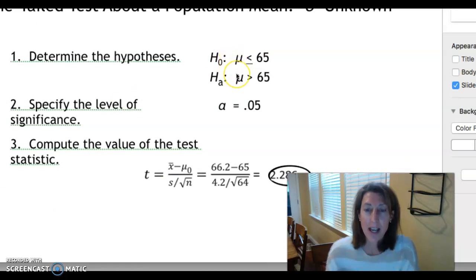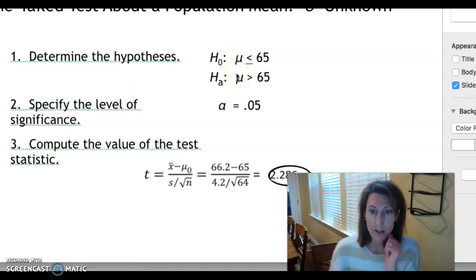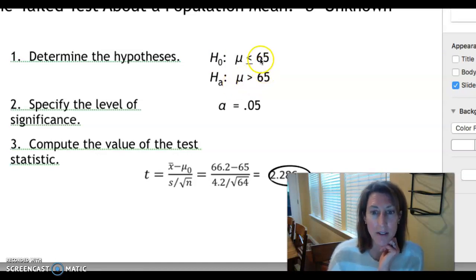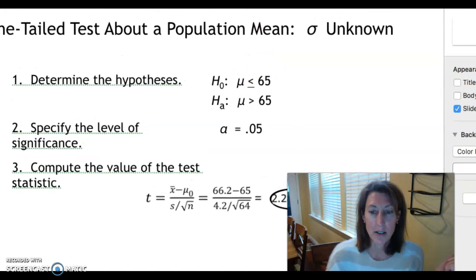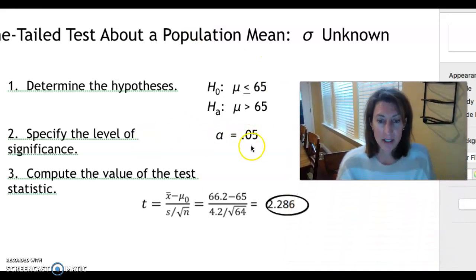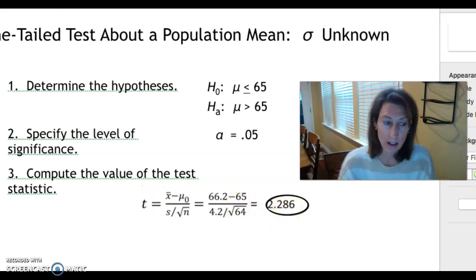We're testing to see if they're greater, so we're putting that research claim into our alternative. Mu is greater than 65. Null is mutually exclusive, less than or equal to 65. We're doing a right-tailed test because the alternative is pointing to the right. With the significance level given, 0.05, we can compute our t-score. We get 2.286. Again, calculator will do that for you with the commands that I showed you.